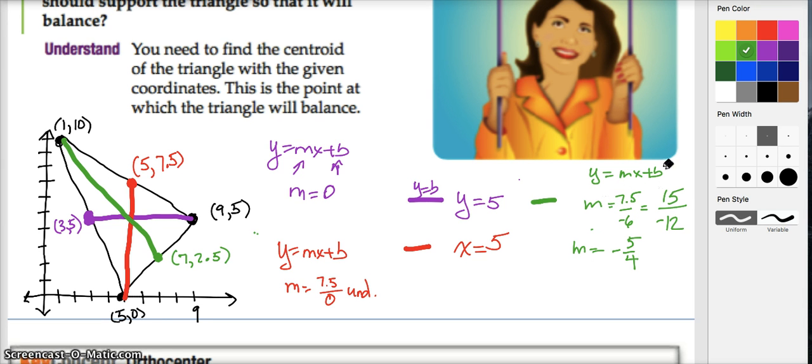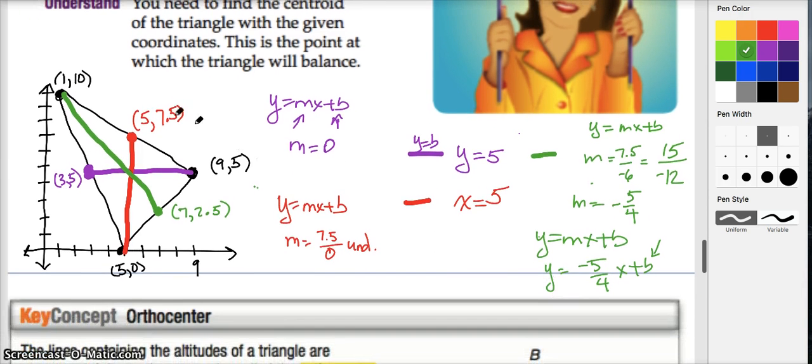So the next step of finding an equation in the form y equals mx plus b is to plug in the slope. So y is equal to -5/4 x plus b, and we need to find b. To do that, we take any one of the 2 points that are on the green line, and I'm going to use the point (1, 10) because it's the nicest point and easy to substitute. So I substitute 10 in for y: 10 is equal to -5/4 times 1 plus b. Now I have everything but b, and I'm going to solve for that.